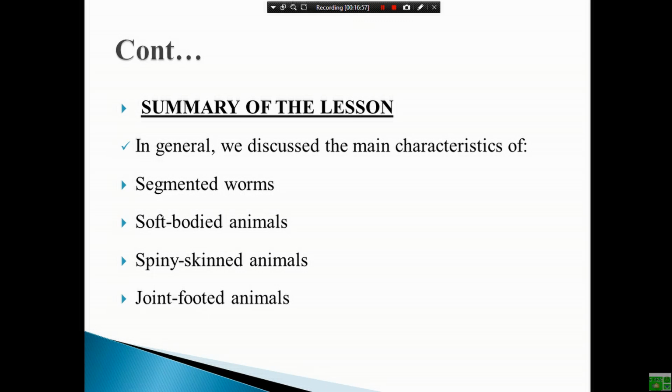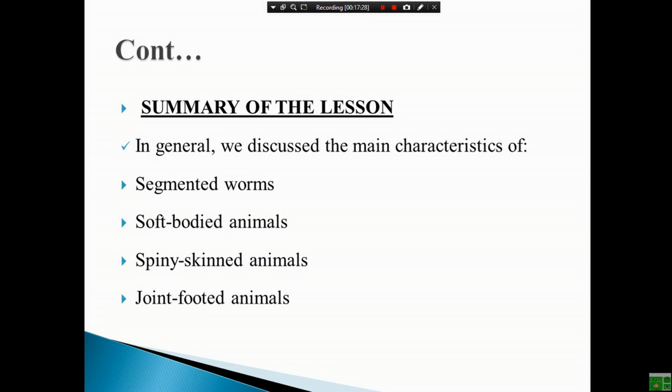Next, we discussed phylum Echinodermata, which are spiny-skinned animals. They move using their tube feet, and the adult stage has 5 arms, while the young stage does not have 5 arms. They have a body cavity. They are radially symmetric. Example, starfish.